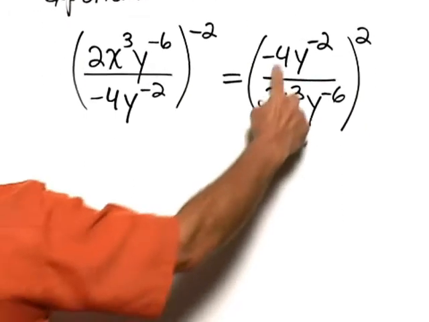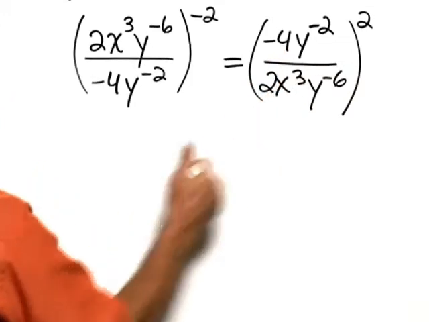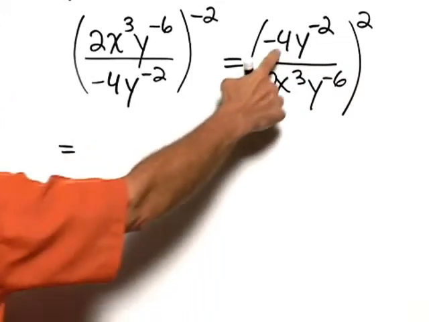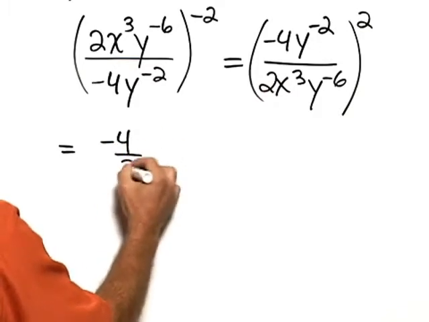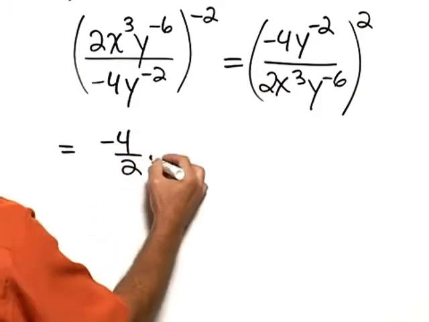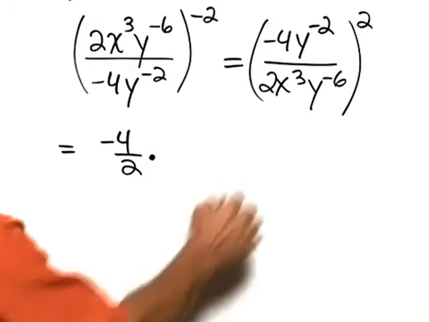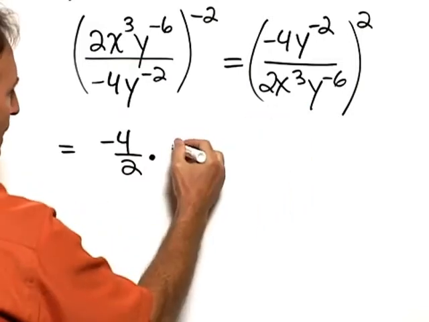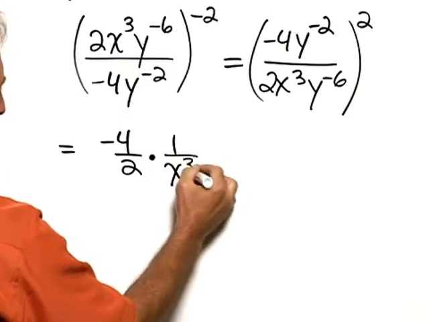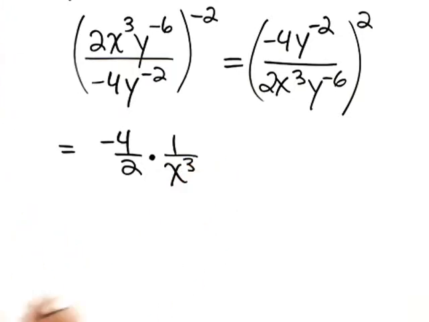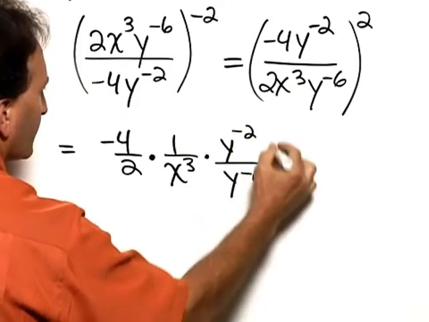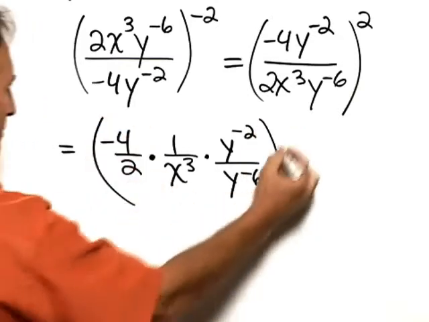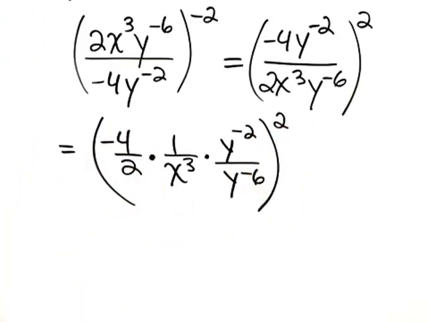Let's now deal with the inside of the parentheses first and separate out the coefficients. So we would have negative 4 over 2, then times this x cubed in the denominator, so we can write it as 1 over x cubed. And then for the y's, we would have y to the negative 2 over y to the negative 6. We put all of that in parentheses and then squared.